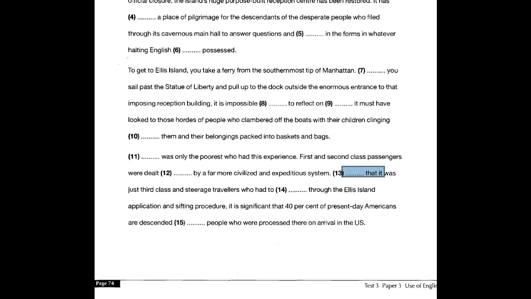It is significant that, 40% of present-day Americans are descended. Now, you need to know the preposition that works with descend, and it's descend from. So, again, your prepositions and verbs are really necessary for this exam. They're very often testing prepositions, so learn your phrasal verbs, learn your dependent prepositions, and you will do better on this part.